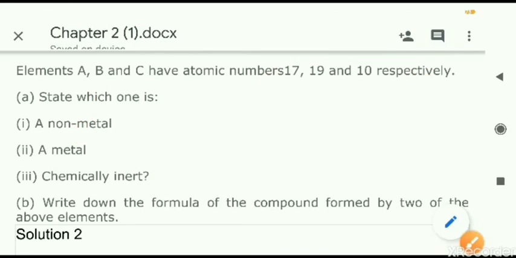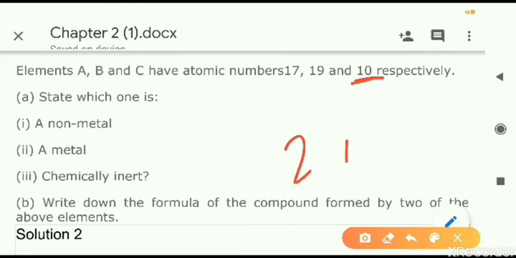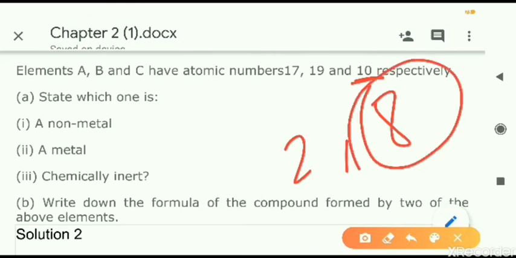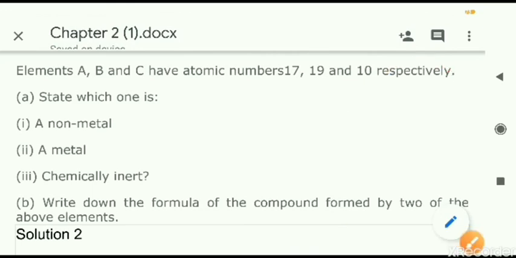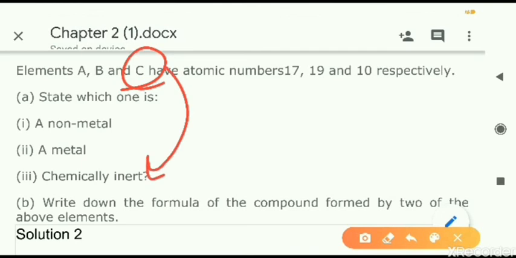Next one, last one, inert gas, that is atomic number 10. How? Because the configuration shows 2, 8. Outermost electrons are 8. Octet is complete. That means atomic number 10, that is element C, is chemically inert. Next one, now B part.